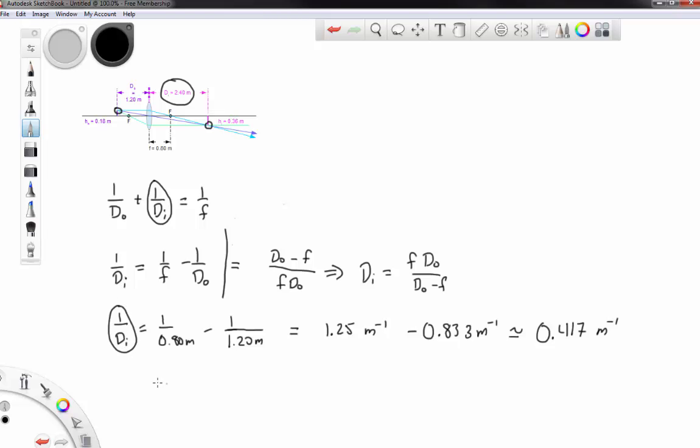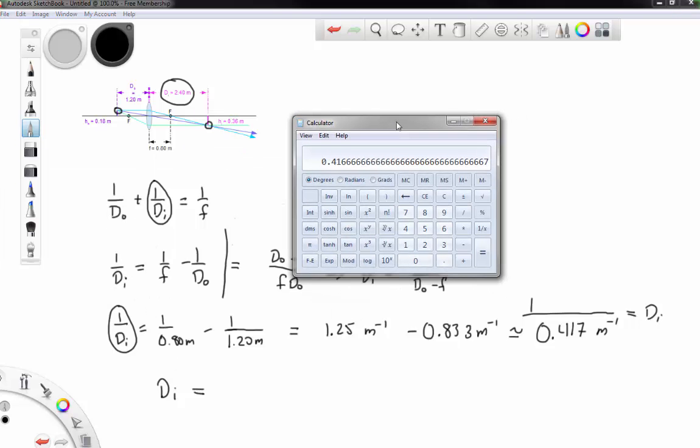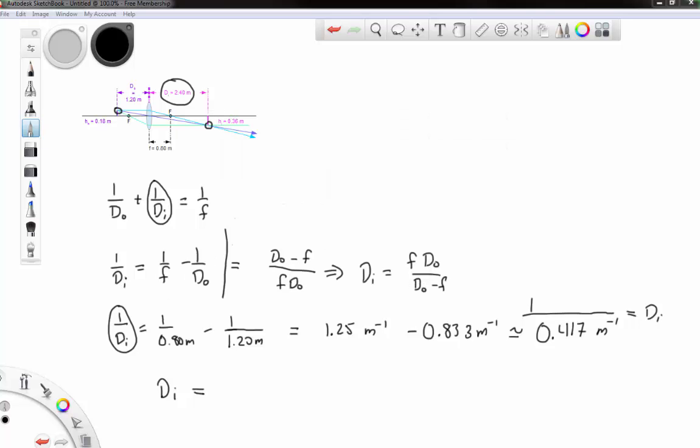So if I want to get di, I basically need to take reciprocals, which is the same thing as saying 1 over this thing is equal to di. So whip out that calculator again, still has that number on it, and we just hit the 1 over x button and it gives us 2.4. So sure enough, we ended up getting 2.4 meters.